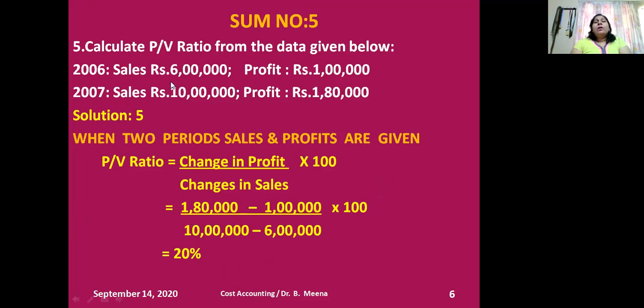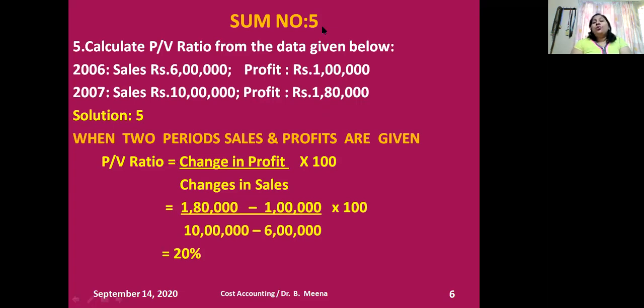When we have information about the sales and profits for 2 periods, what is the formula to calculate the PV ratio? Changes in profit divided by changes in sales into 100. So changes in profit, how to calculate? It means the current year minus previous year only you need to calculate.